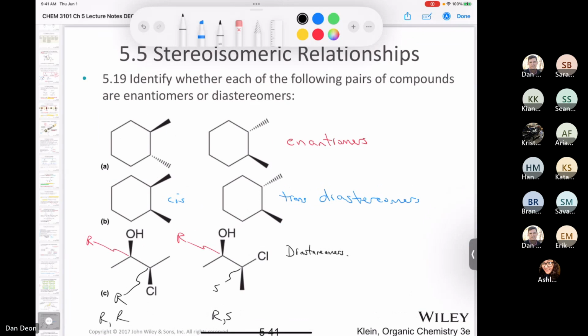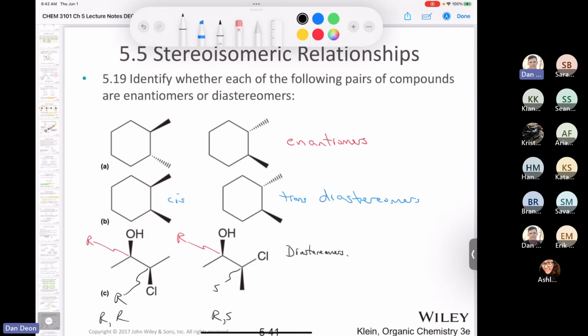Somebody asked me a question. It says, without redrawing or repositioning it in your mind, would it be wrong just to say that you have two groups switching planes between the stereoisomers? Let's see. Yeah, you could do that too, Sean.